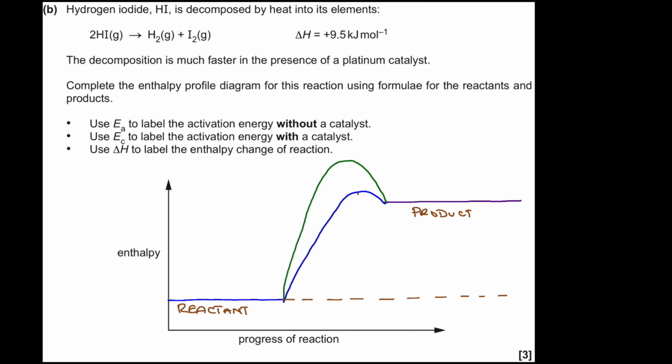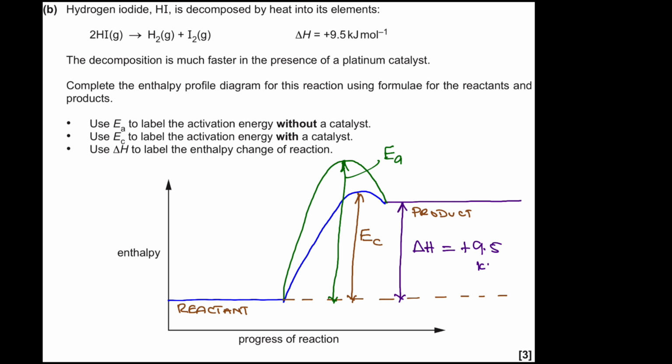The distance from the catalyst activation energy, and this one is the activation energy without the catalyst, and we need to also measure the delta H, which is from the reactant to the product. So that's delta H, and that's plus 9.5 kilojoules per mole, and that's endothermic, 2HI gas, and a product H2 gas plus I2 gas.